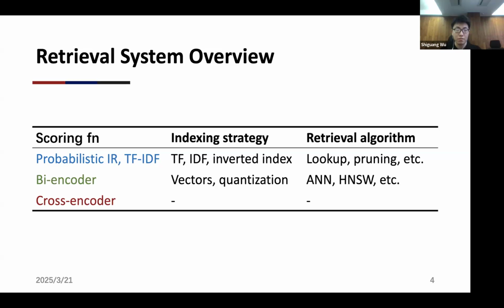These two are input in the model together to get a score of the relevance. It's apparently more complex and time-consuming to gather the score, and there's no easy way to pre-calculate anything. So there's no explicit indexing or retrieval algorithm. So it cannot be used for retrieval, and it can only be used in re-rank, which is a much more complex and time-consuming way.